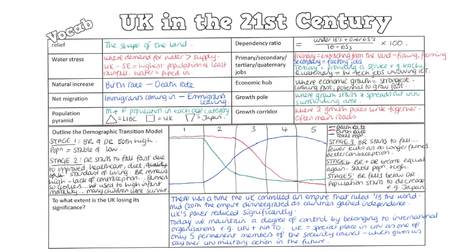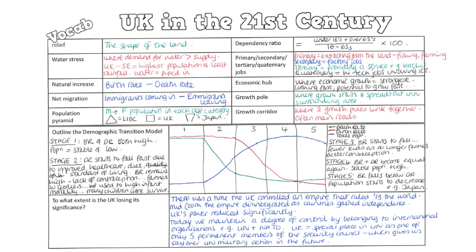Primary jobs are extracting raw materials from the land, so farming, fishing, mining. Secondary jobs are your factory jobs. Tertiary jobs, providing a service like a teacher or a doctor. Quaternary jobs are high-tech jobs that involve ICT or involve phone lines, that kind of thing, call centres.